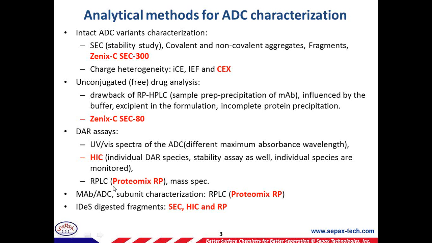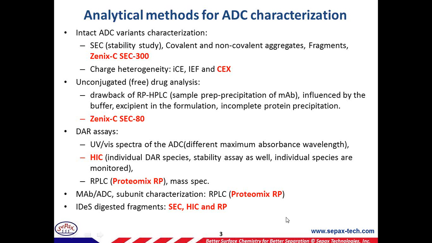And also we'll be talking about reverse phase using subunit analysis to see how we can look at different drug attachments to the heavy chain and light chain, using a mass spec friendly mobile phase for the detection. For the subunit analysis we also use reverse phase; it's a polymer-based reverse phase column. And also IdeS, which is a very defined digestion of the mAb below the hinge region. So we want to take a look at these fragments as a case study, using SEC, HIC and reverse phase to see the separations of those fragments. And then we'll go into the conclusion and the Q&A session.